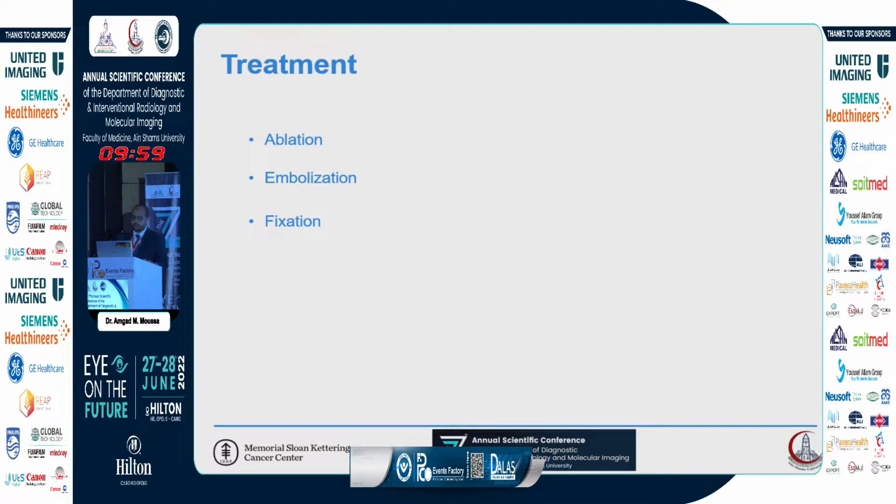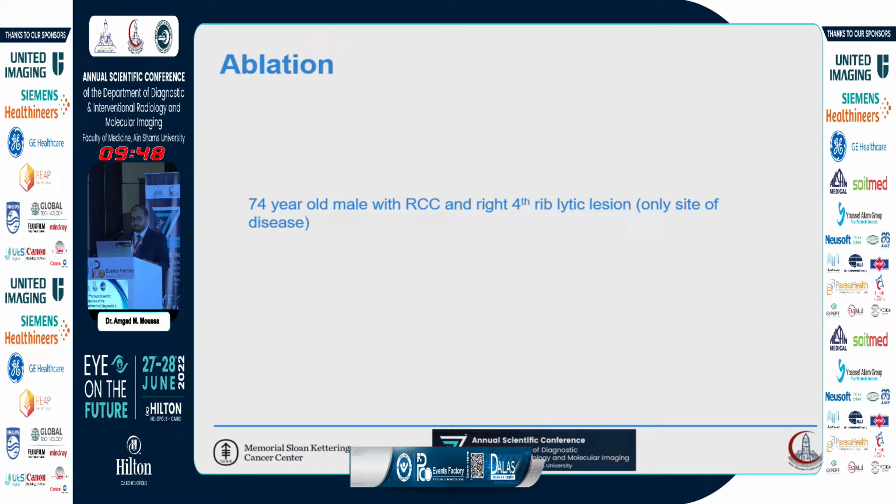Now, the second part of our role is treatment, and we usually divide that into ablation, embolization, or fixation. The most common or the most well-known of our treatment approaches is ablation. And ablation is divided into treatment intent or palliation intent. This first case is more of a treatment intent.